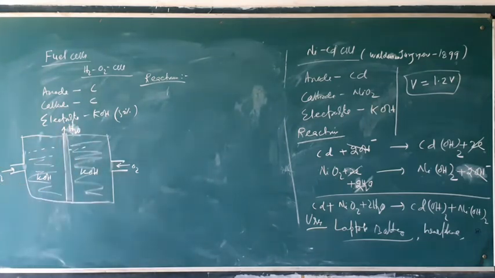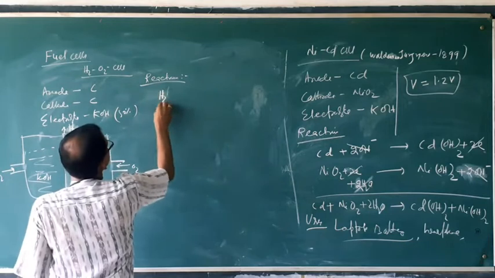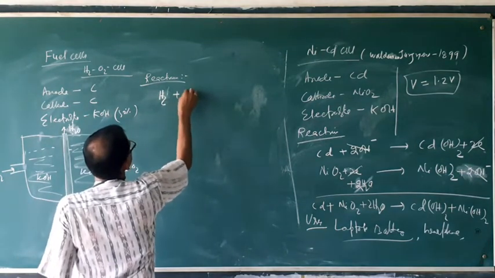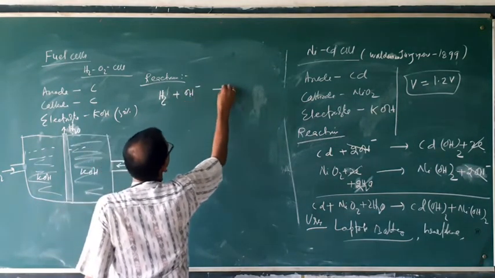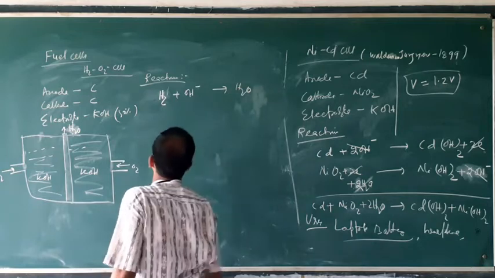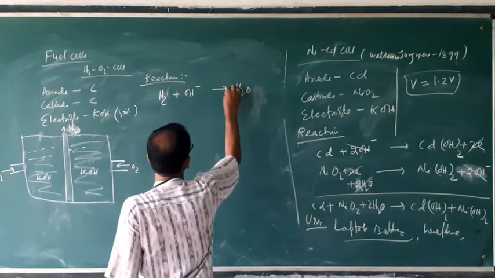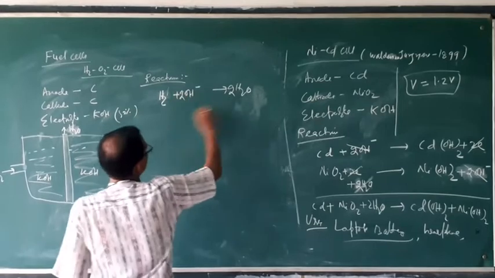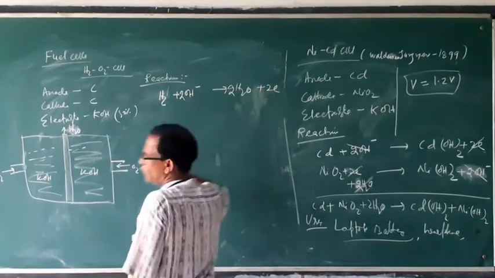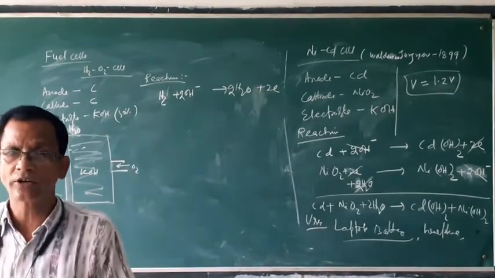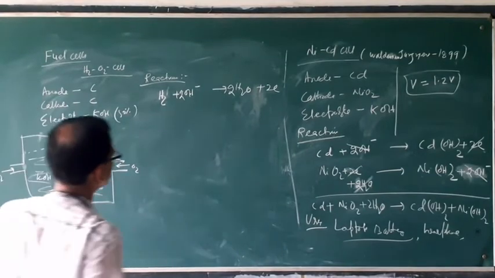How does the reaction take place? Hydrogen in the presence of OH minus converts to water. You balance it, multiply by 2, and then you get 2 electrons. Only you have to check the electrons. So this step is the oxidation step.